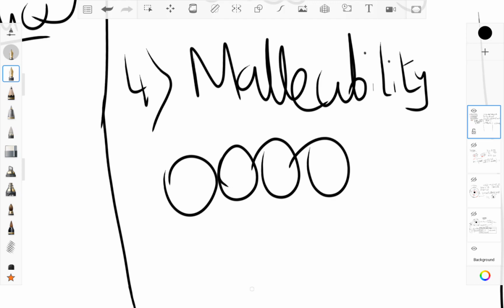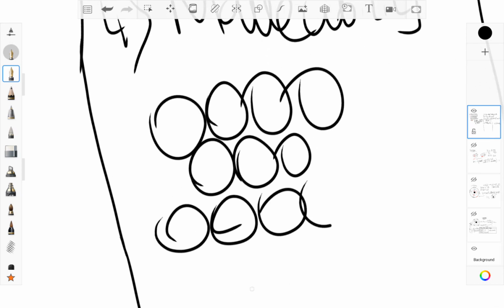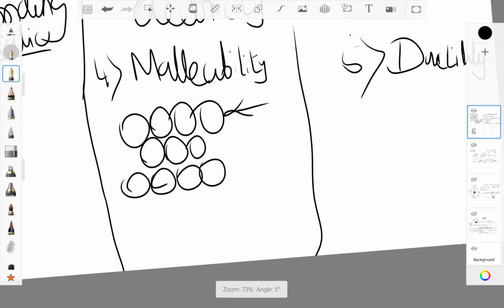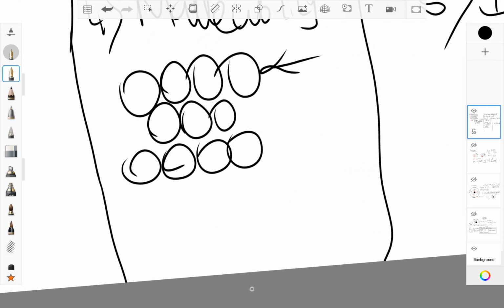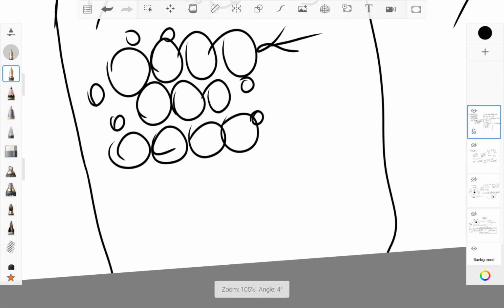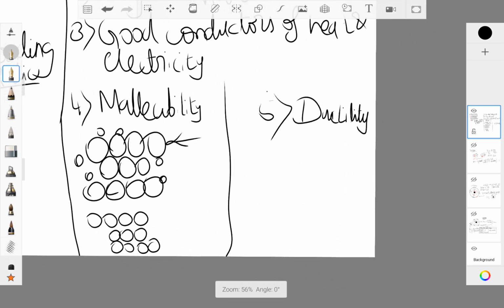If I have a metal lattice such as this, you can see that it's in a regular, almost crystalline structure, and I apply a force on this end. Because the cations are arranged in layers, and these layers are lubricated by the delocalized electrons, they are able to slide past one another and thus change shape due to the applied force, which is why metals are malleable.